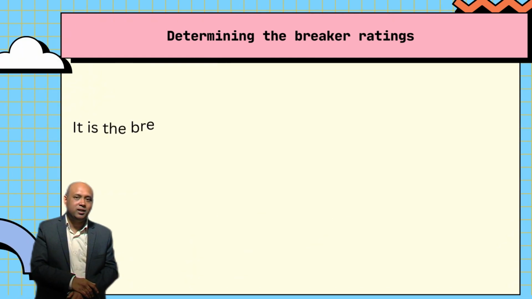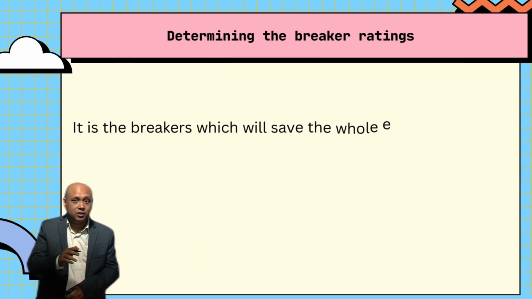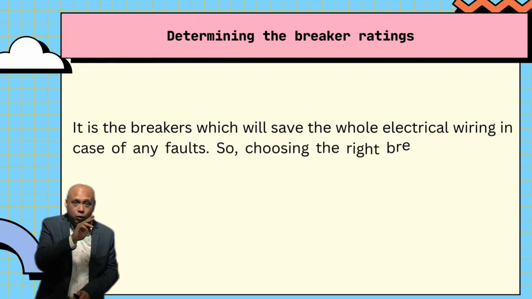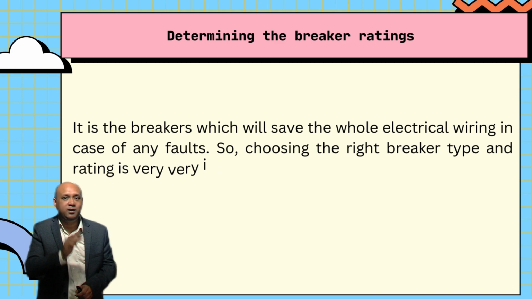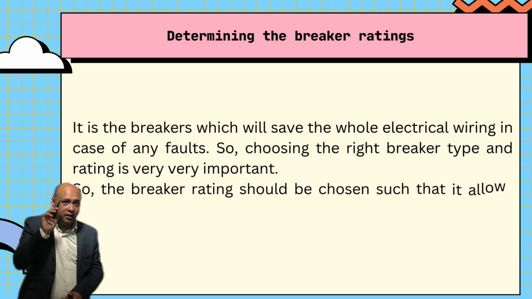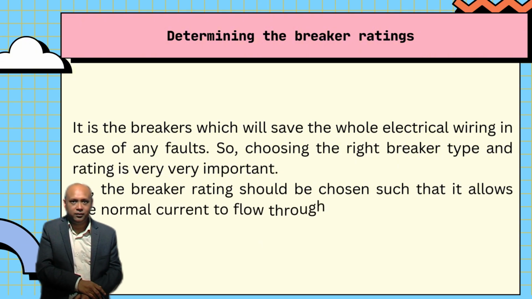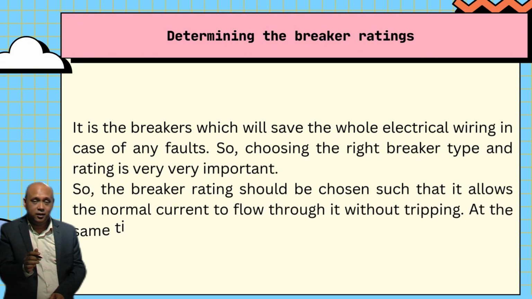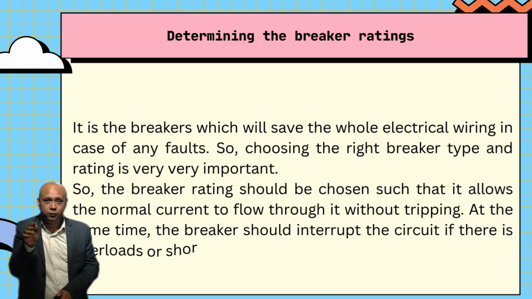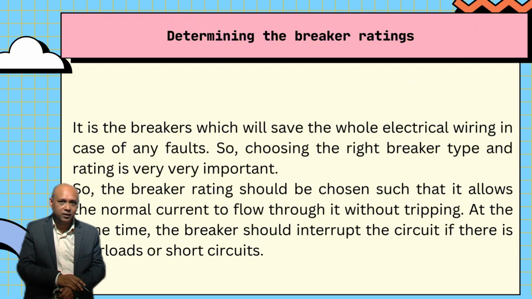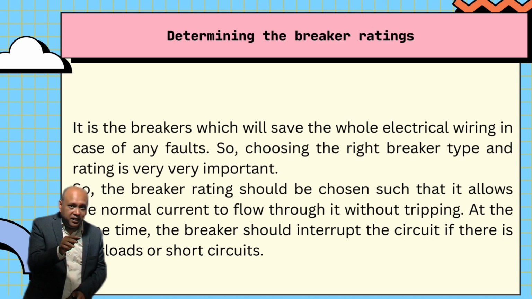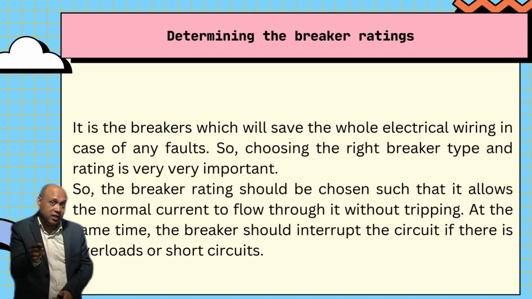Now, along with the cable size, the breaker ratings must also be determined. It is the breaker which will save the whole electrical wiring in case of any faults. So, choosing the right breaker type and rating is very, very important. The breaker rating should be chosen such that it allows the normal current to flow through it without tripping. At the same time, the breaker should interrupt the circuit if there is overload or short circuit detected.